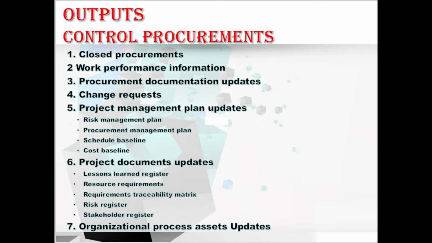Moving to the next output, we have project management plan updates, which contains the risk management plan, procurement management plan, schedule baseline, and cost baseline. Let me explain one by one. First, the risk management plan. In this, each agreement and seller has its own set of risks that may require updates to the risk management plan. Hope you understood this.